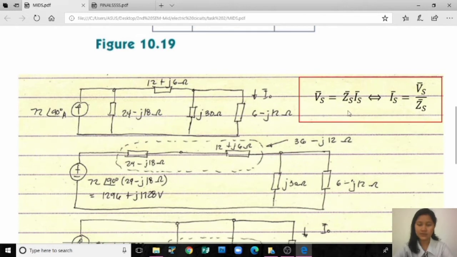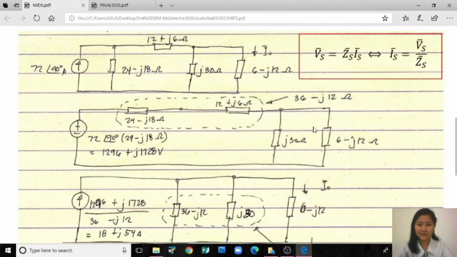Substituting into the equation, the value of Is, the current source, is 72 angle of 90 degrees, multiplied by the impedance that is parallel to the current source, which is 24 minus j18 ohms. This is equal to 1296 plus j1728 volts. Now we have two reactances in series, so we can combine them, and the resulting impedance is 36 minus j12 ohms.